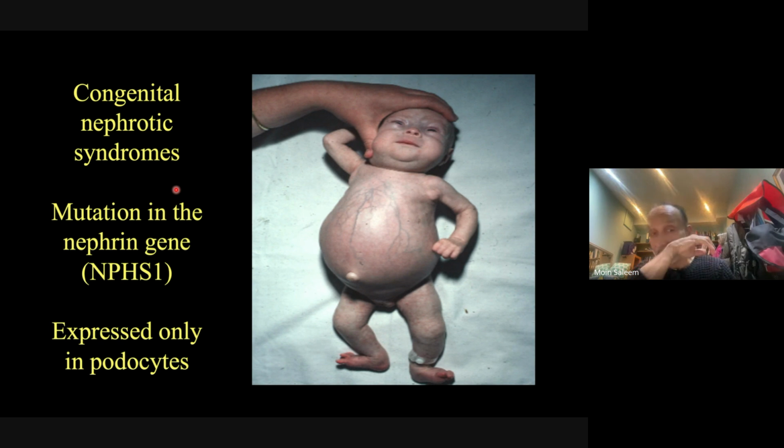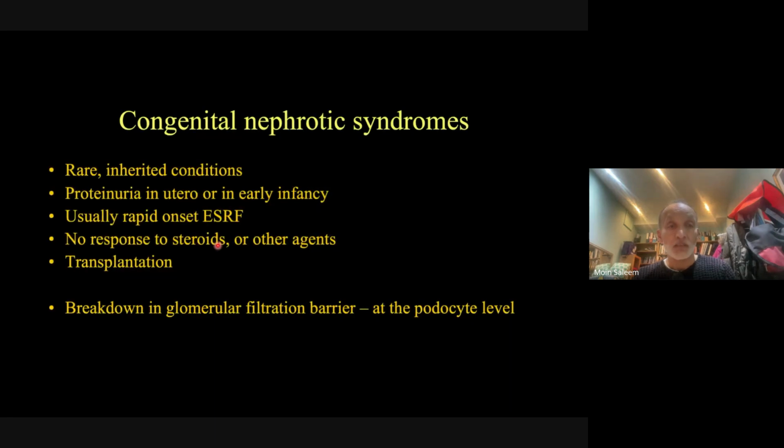So this baby had a mutation in the nephrin gene, NPHS1, and the protein nephrin is only expressed in podocytes. So if you get damage to the podocyte through a genetic mutation, you get a massive leakage of protein, and you get these nephrotic syndromes presenting very early in life. These are rare. As I say, they're inherited because they're genetic, so usually autosomal recessive.